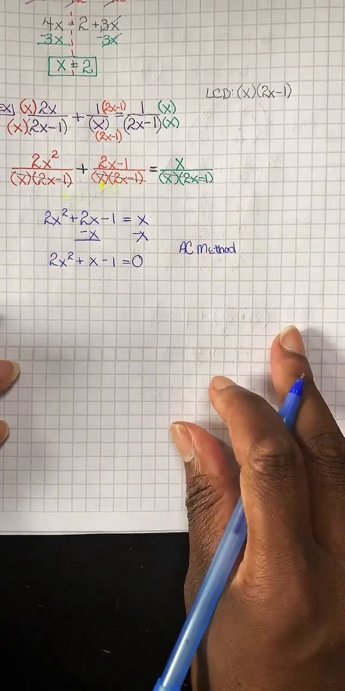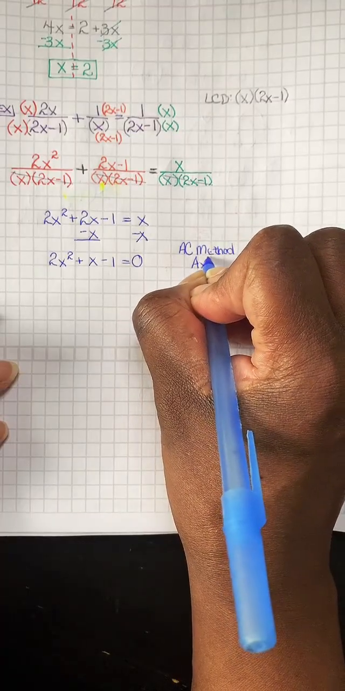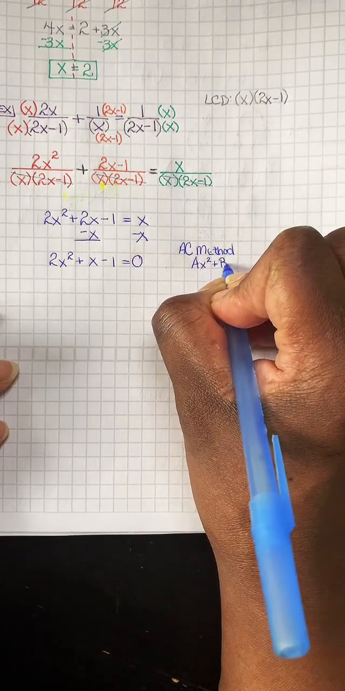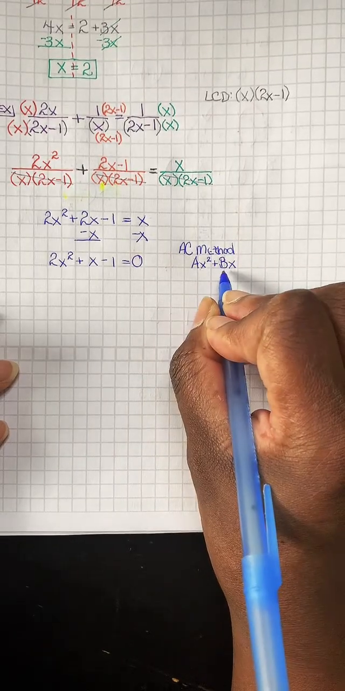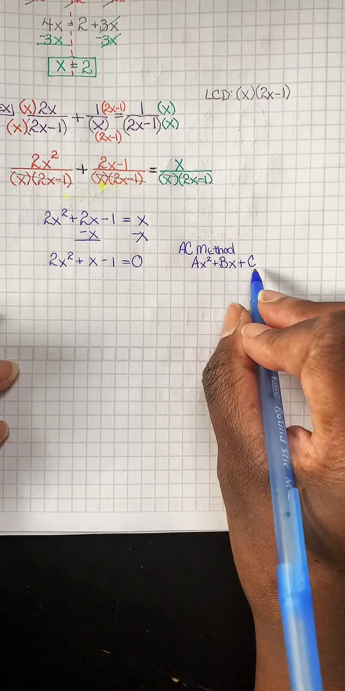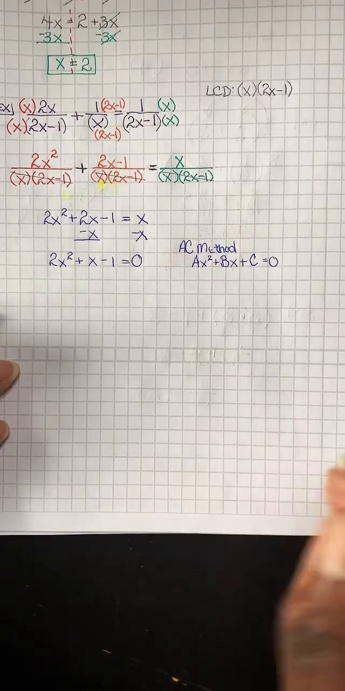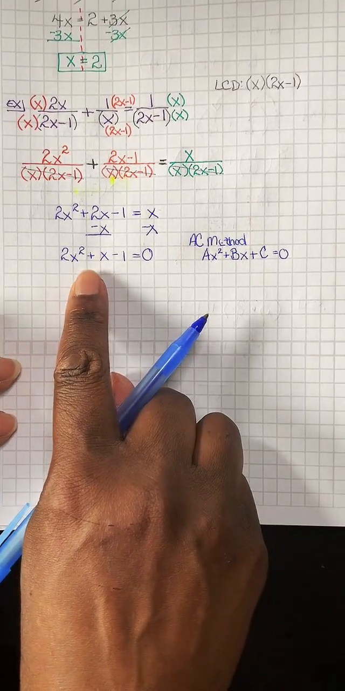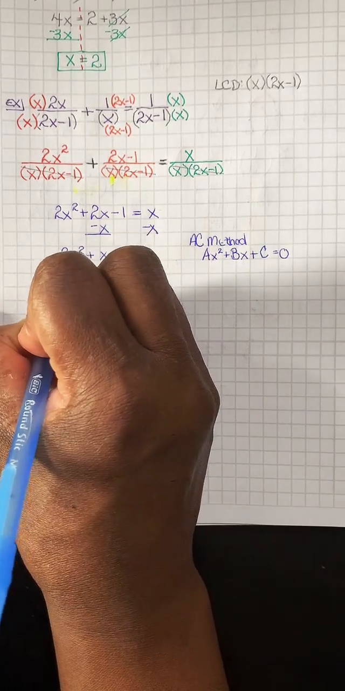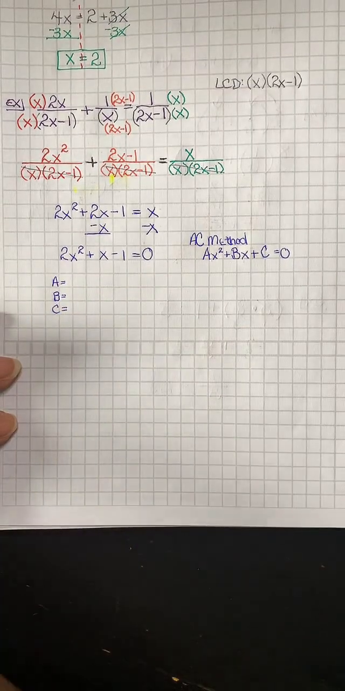Now, with the AC method, the number that's in front of the x squared, that's representing your a. The number that's in front of your x, that's representing your b. And the constant that is not next to a variable, that's representing your c. So if we can go back to this, what is my a? What represents my b? And what represents my c?